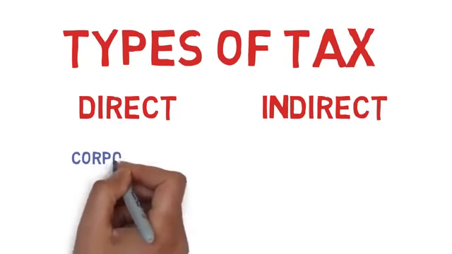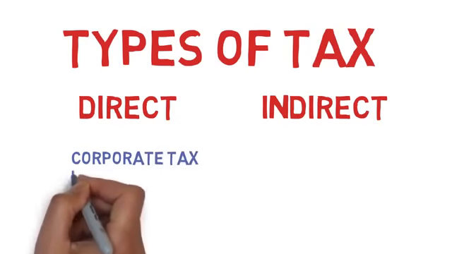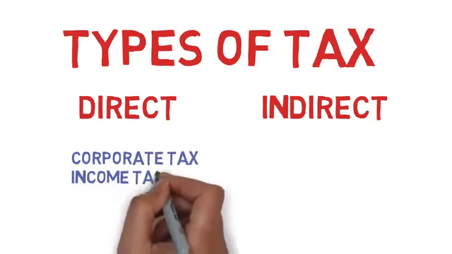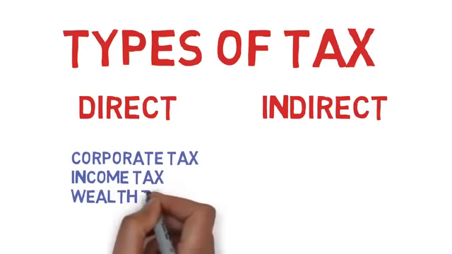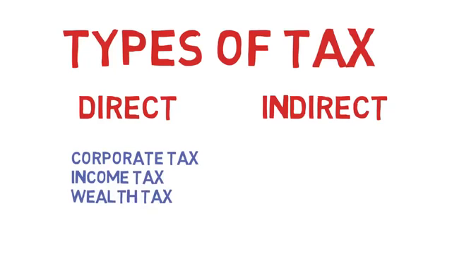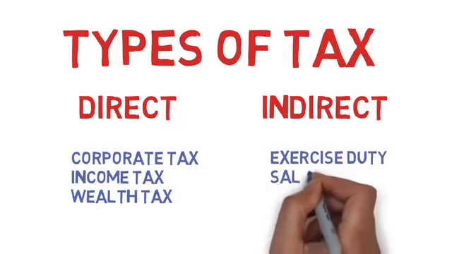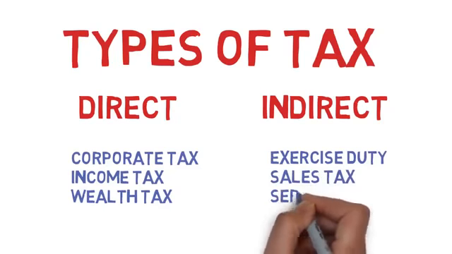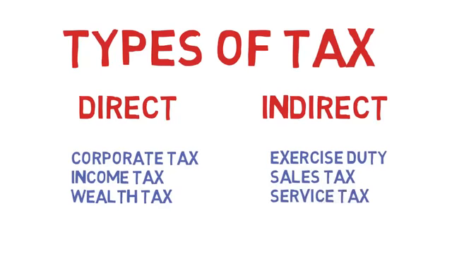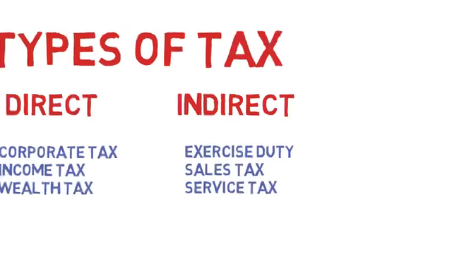The direct tax is one whose liability cannot be shifted to someone else, like corporate tax, income tax, wealth tax, etc. But indirect tax is the tax whose liability can be shifted to someone else. It is central excise tax, sales tax, services tax, etc.